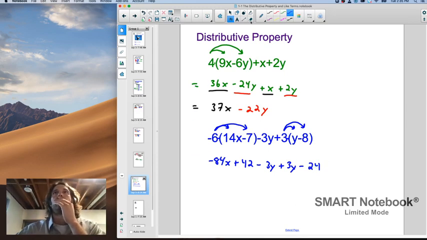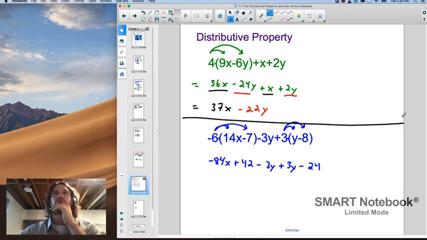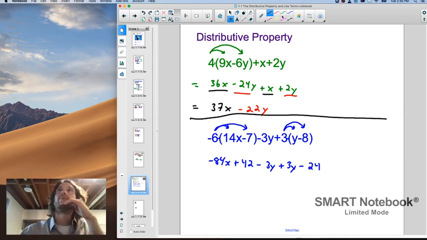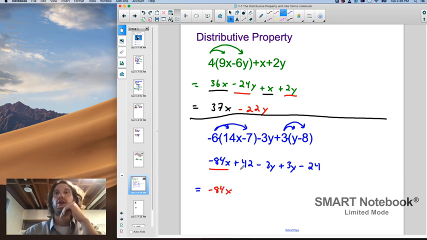Super. So let's draw kind of a line between these two questions. Try that again. Better. Okay, so let's go through and we'll find like terms. X's there, and there are no other x's. So guess what? We come down and we just write negative 84x. Okay, in green, all the constants there and there. So what is 42 minus 24? Well, minus 20 would be 22, and 22 minus 4 is 18. So plus 18, and there are more positive than there are negative, so that's going to be a positive answer.